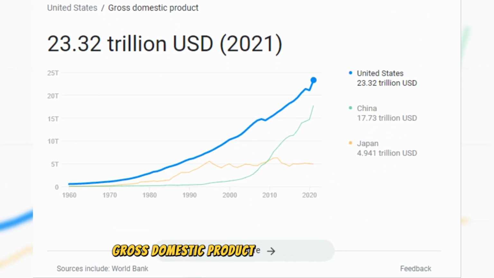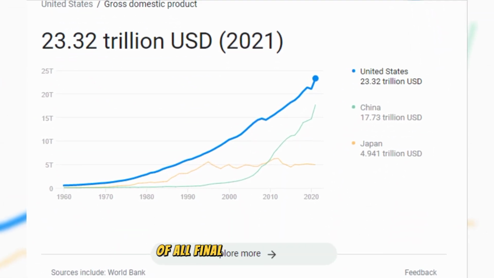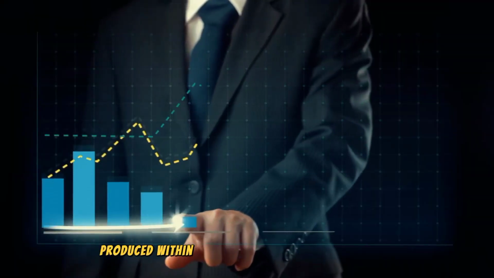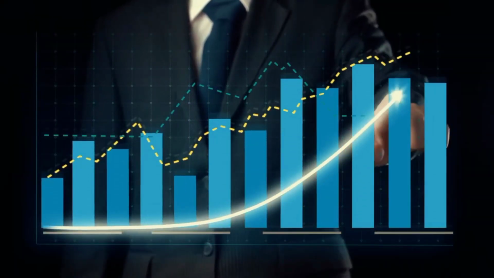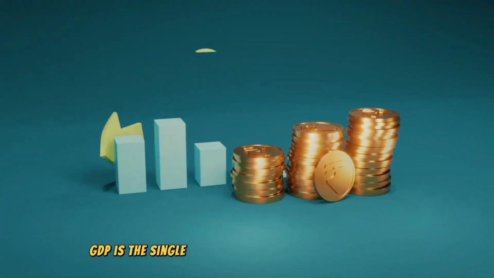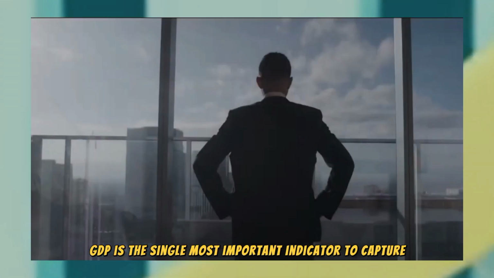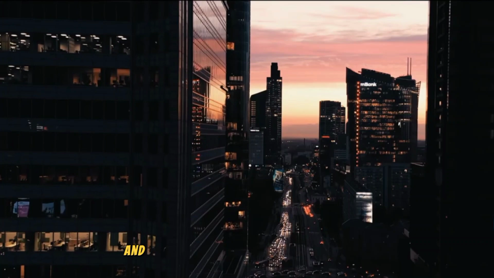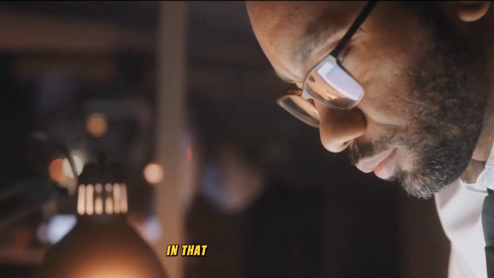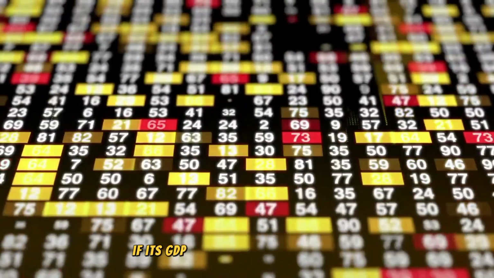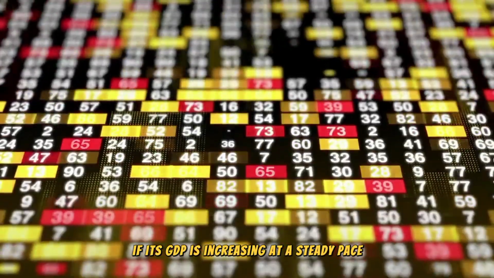Gross domestic product is the monetary value of all final goods and services produced within a country during a specific period. GDP is the single most important indicator to capture economic activity for a country, and it measures the health of the economy in that a country is healthy if its GDP is increasing at a steady pace.